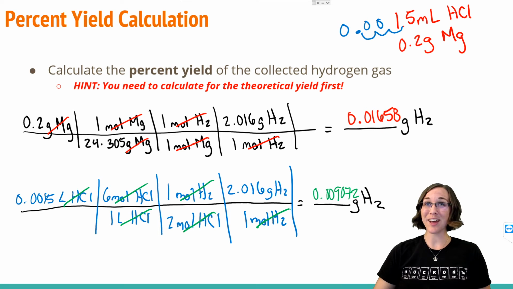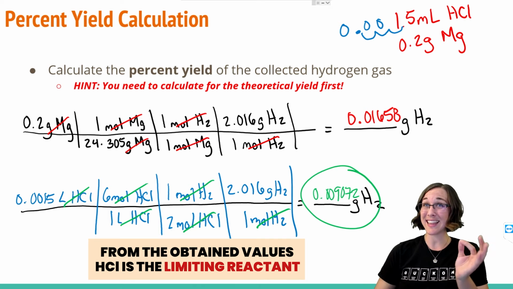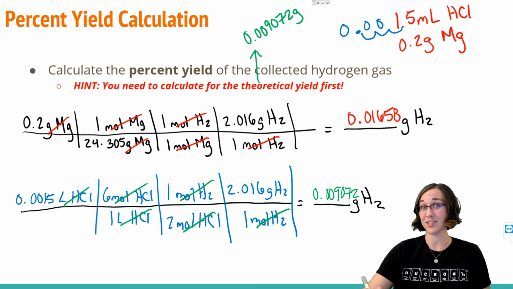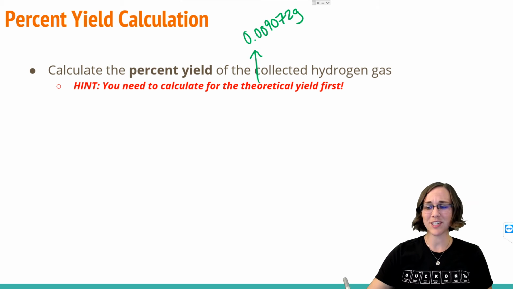So between these two values, it looks like HCl is the limiting reactant because it creates less hydrogen gas than the magnesium strip would. So theoretically, the maximum amount of hydrogen gas we could create would be 0.009072 grams of hydrogen gas according to our HCl. Now's the easy part. Now we can calculate the percent yield, which is just actual over theoretical times 100.